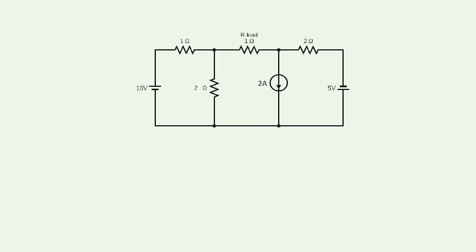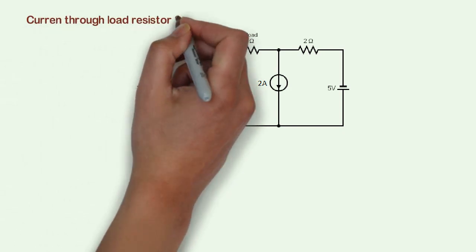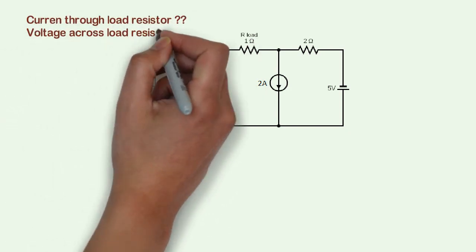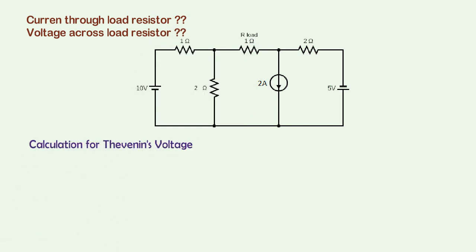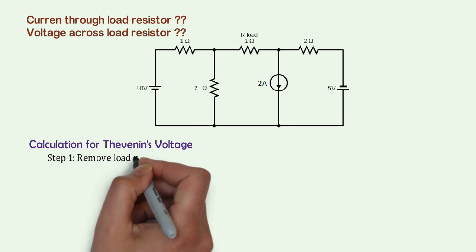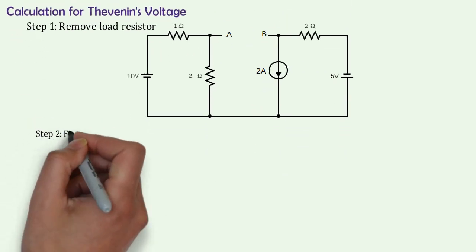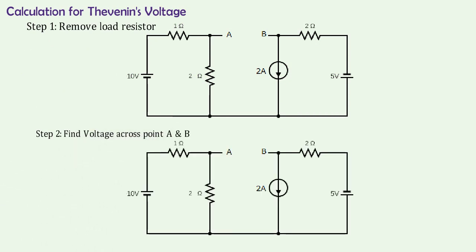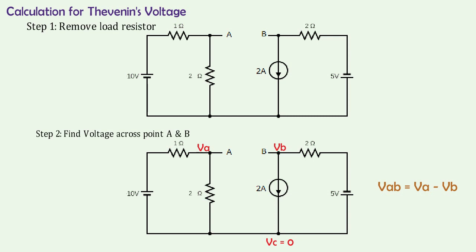It is seen that this is a 3-loop circuit with one current source. Here I am going to find the current through the load resistance and the voltage across the load resistance. So the calculation for VTH is as follows. First step is to remove the load resistance and redraw the circuit diagram. Now after redrawing the circuit diagram, we need to calculate the voltage across points A and B. Here VAB is nothing but the potential difference of node VA and node VB.